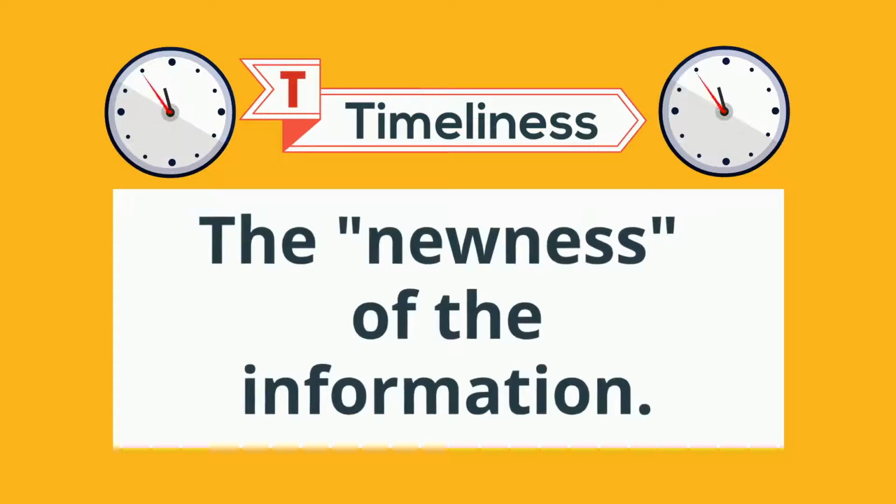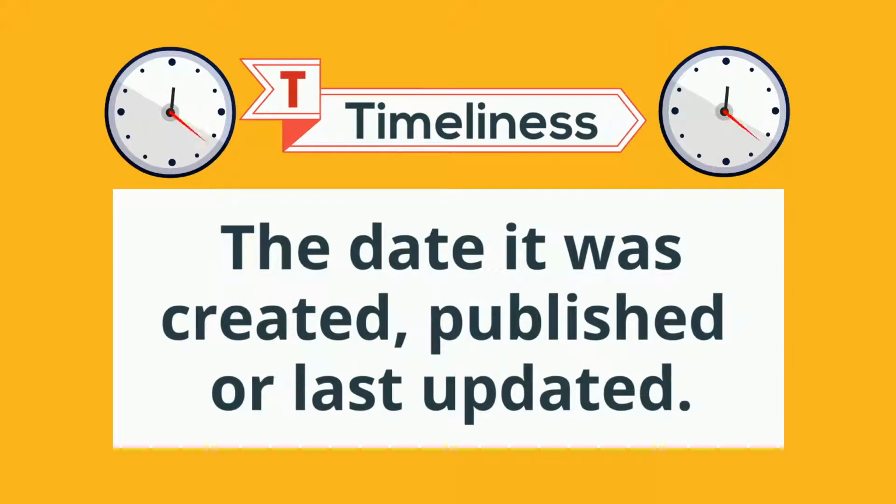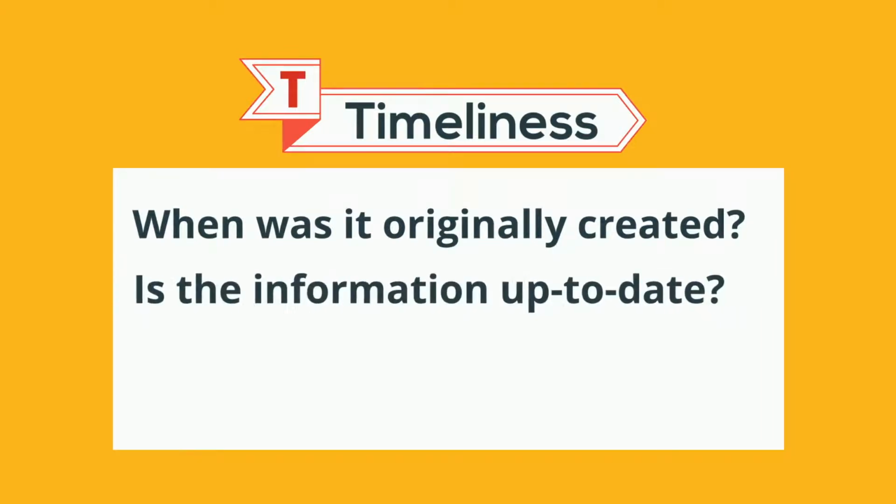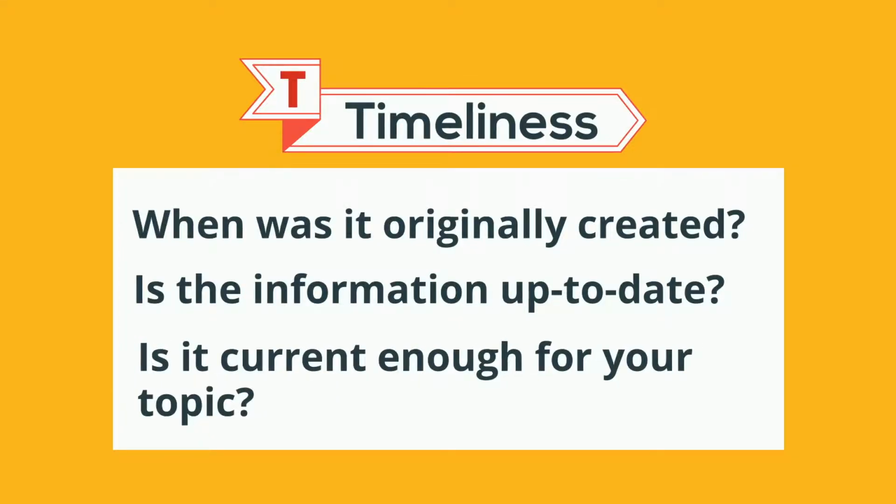Timeliness is simple: the newness of the information, the date it was created, published, or last updated. Questions to think about around timeliness. When was it originally created? Is the information up to date, or has it since been refuted? Is it current enough for your topic?